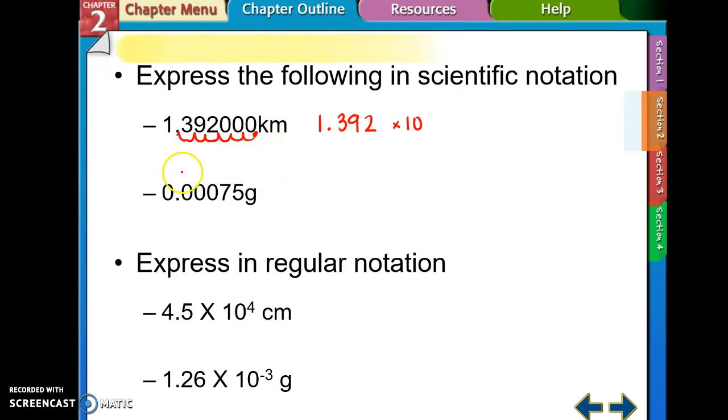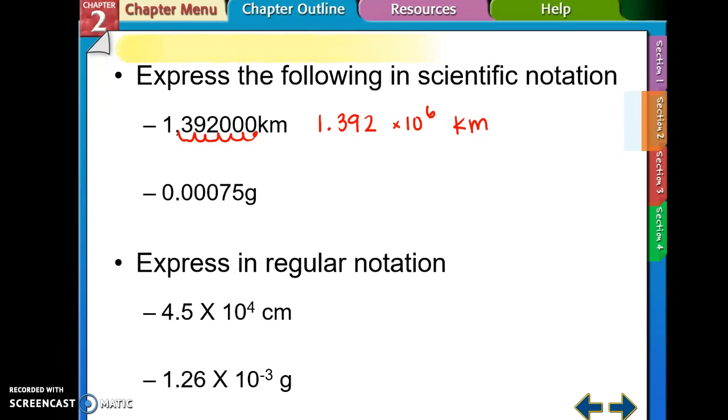And right here I moved it to the left, and I moved it to the left 6 times. Since I moved it to the left, it was a big number. It's going to be times 10 to the positive 6th kilometers. If you notice, I dropped the zeros. That's fine. Drop those zeros. Okay? But that would be my answer right there. So let's look at the next one.